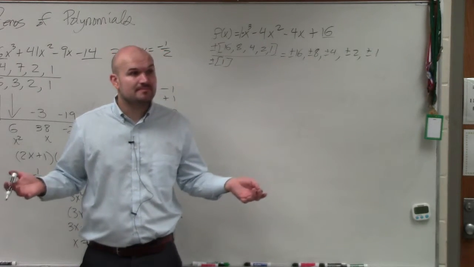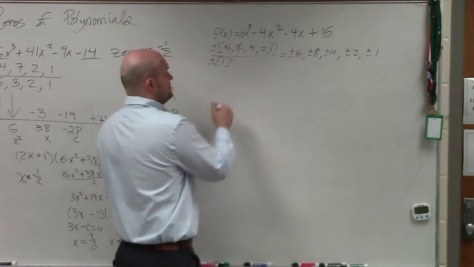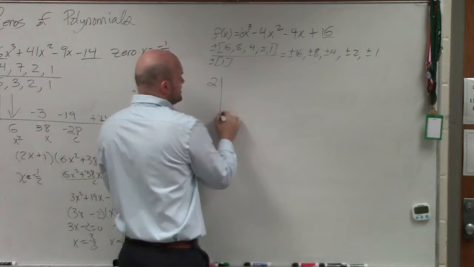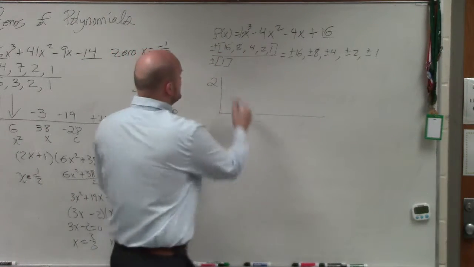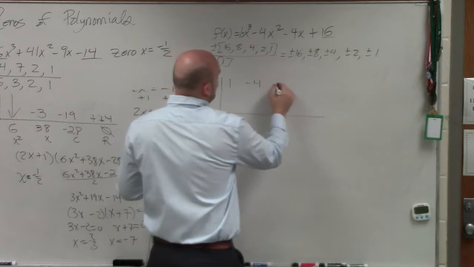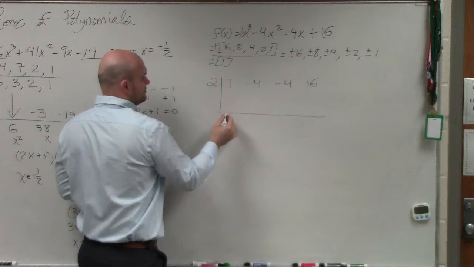Yes, AJ? 2. So if I say, all right, by using graphing, I found 2 to be a 0. Now what I will do is I'll use synthetic division to find another factor. So I have 1, -4, -4, 16. I'll kind of go through this quickly.